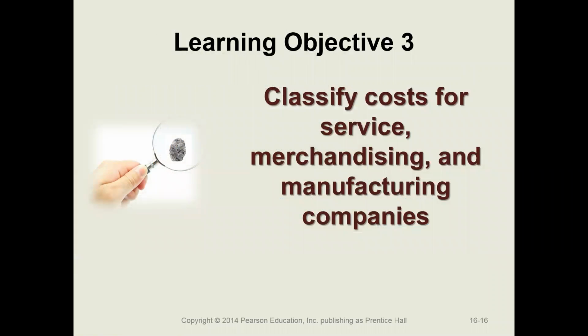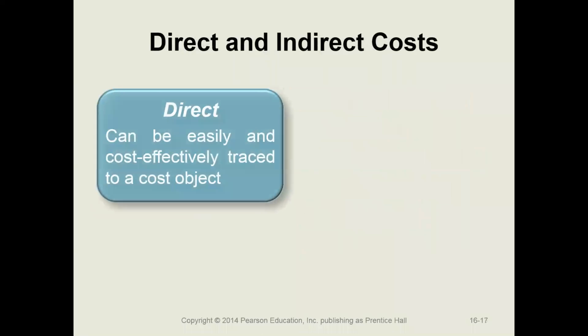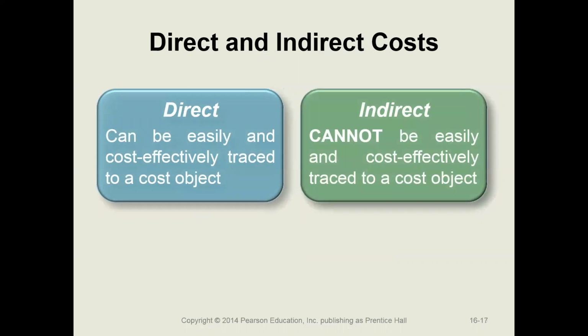Okay, now that we've looked at the three different kinds of companies, service, merchandising, manufacturing, let's now look at how we keep track of costs for these different kinds of companies. So there's two categories of costs: direct and indirect. Direct costs are costs that can easily be traced to a cost objective, so to a product usually. So we know how much of the cost goes into the product and we can keep track of that effectively. So that's a direct cost.